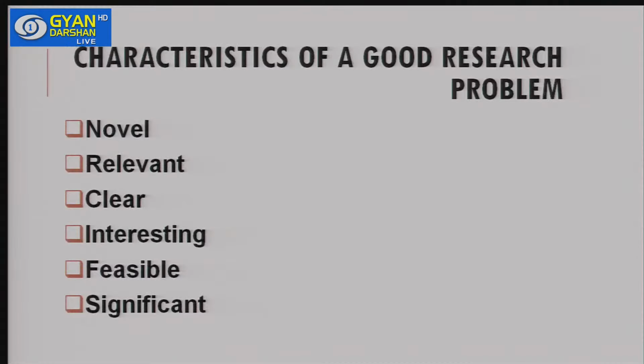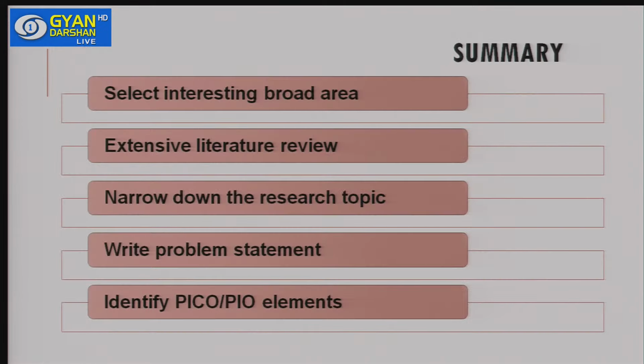The characteristics of the research problem: it has to be novel, relevant, clear, interesting, feasible and significant. Something new, something relevant that will help your patient and department. It should be clearly written, not ambiguous. Interesting, that when reader reads or when the committee reads, they feel, yes, this is something interesting you are doing. Feasible, depending on your time and efforts you can do as a single researcher, which have a significance.